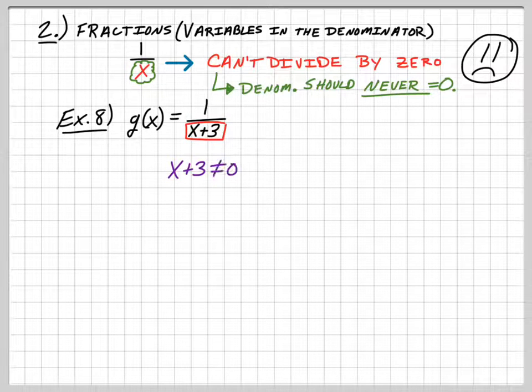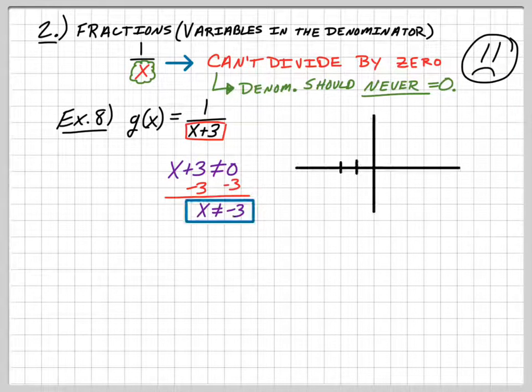So if we take that x plus 3, we know that piece in the denominator can never be 0. So I just set it up this way. x plus 3 cannot equal 0. Well, you could actually solve this really easily to know what x cannot be. Subtract 3 on both sides, what do you know? You already know that x can never be -3.